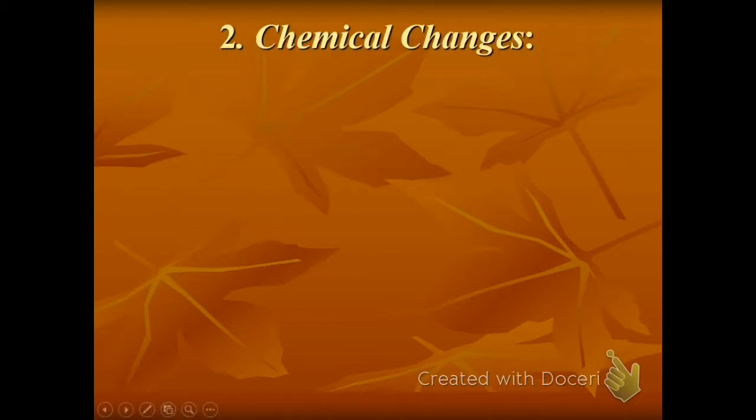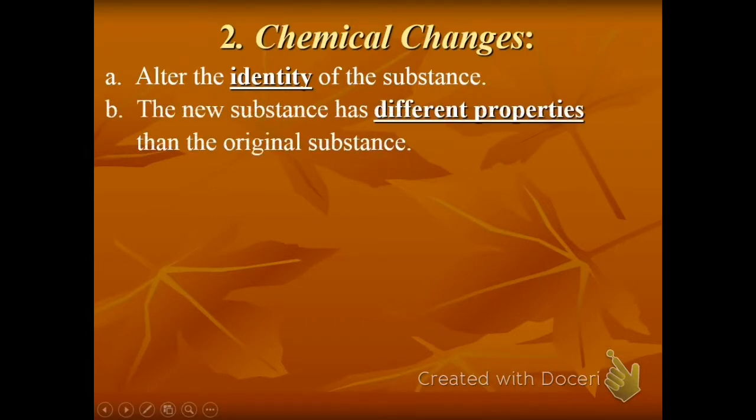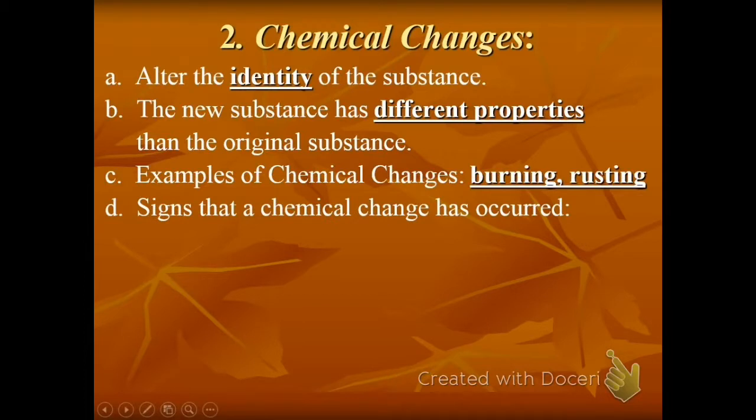To contrast this, a chemical change alters the identity of the substance. It rearranges the atoms, makes new atoms link up, and it's going to give you something different with different properties from the original substance. For example, burning or rusting. That will give you an entirely new thing that is not the thing you started with.